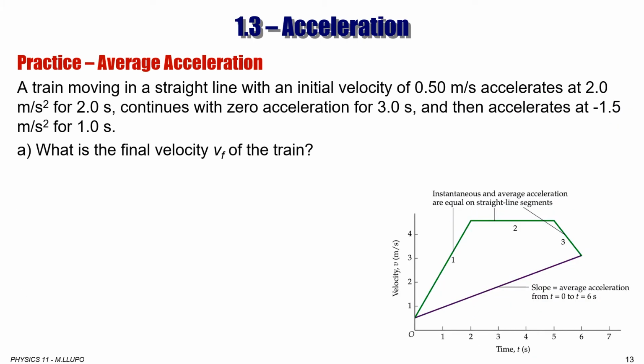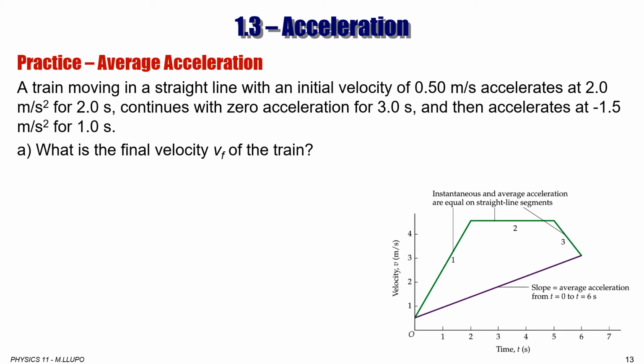Here is a practice of solving problems. A train moving in a straight line with an initial velocity of 0.5 meter per second accelerates at 2 meter per second square for 2 seconds. It continues with 0 acceleration for 3 seconds, and then accelerates with negative acceleration, slowing down at 1.5 meter per second square for 1 second.